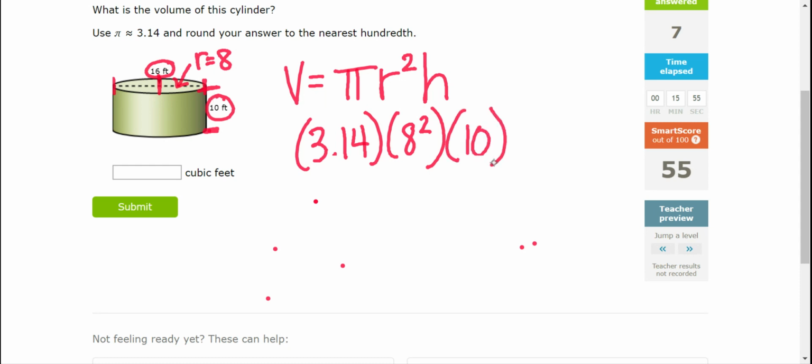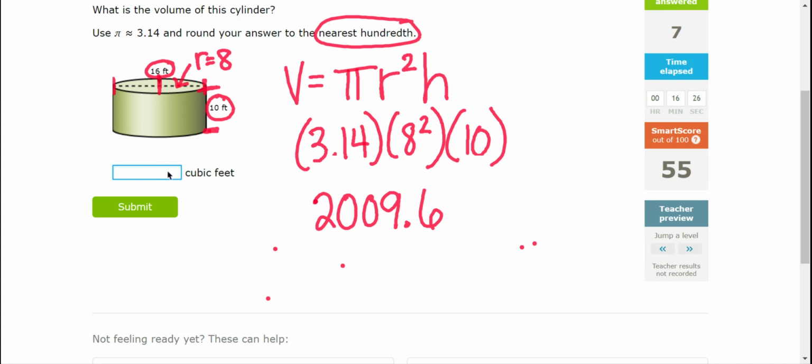So to get my final answer, I'm going to type in 3.14 times 8 squared times 10. I get 2009.6. Now it says the nearest hundredth, which is 2 decimal places. But when I typed that into my calculator, I only got 1 decimal place. So that's all I'm going to type in. You can't create another digit. You just have to type in what we got. So 2009.6.